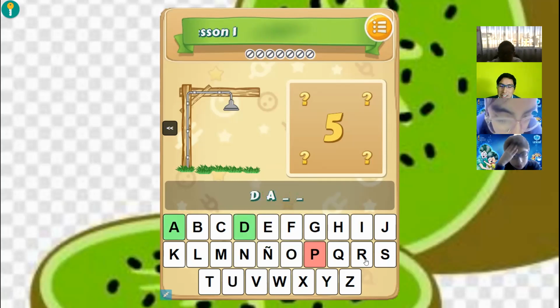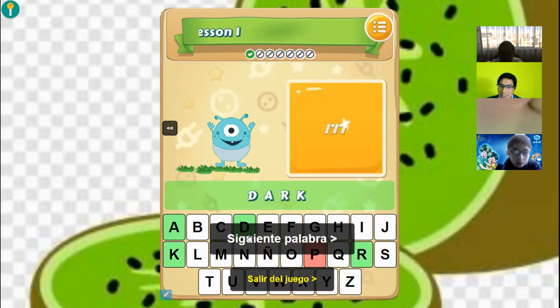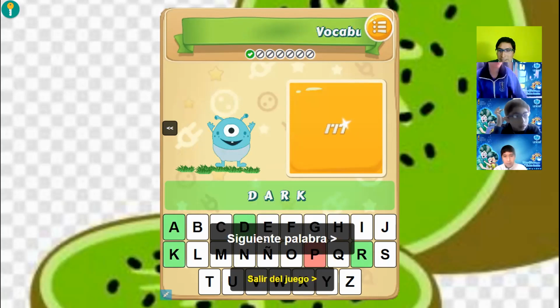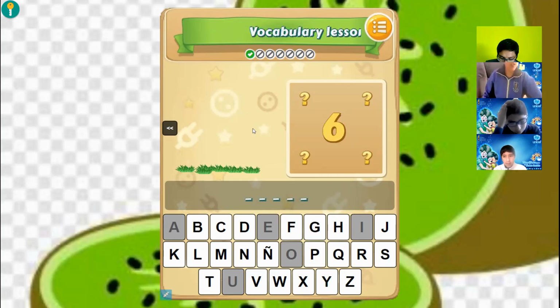And you click on the letters, okay? For example, dark. Yes, teacher, dark is the vocabulary word. You see, you go to the next word. Now it's six letters. It's in your vocabulary. I'm going to give you this, okay? When you finish, you raise your hand.